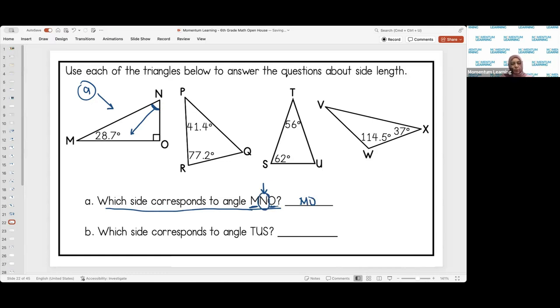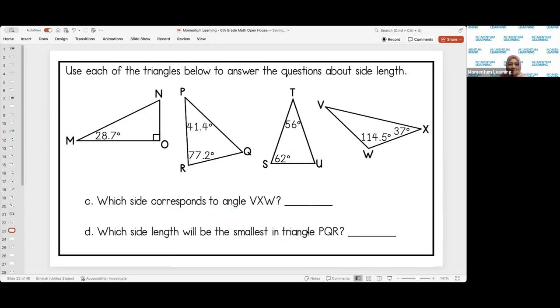Okay, so let's continue with B. Which side corresponds to angle TUS? This triangle. So we see the angle is U, the angle is here. So what is the opposite side? TS or the other letters. So TS. Perfect, Emily and Matthew. You understood. And part C.